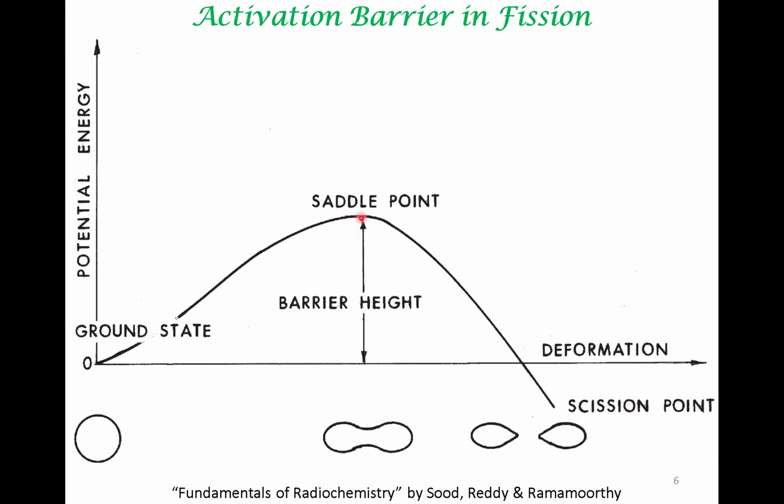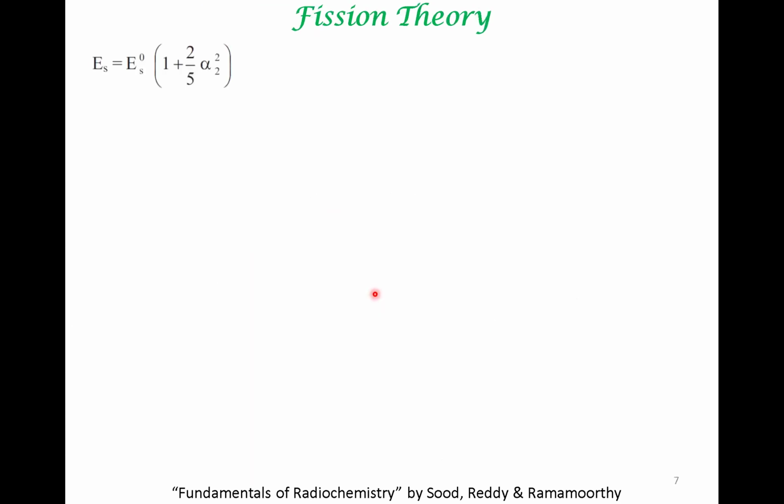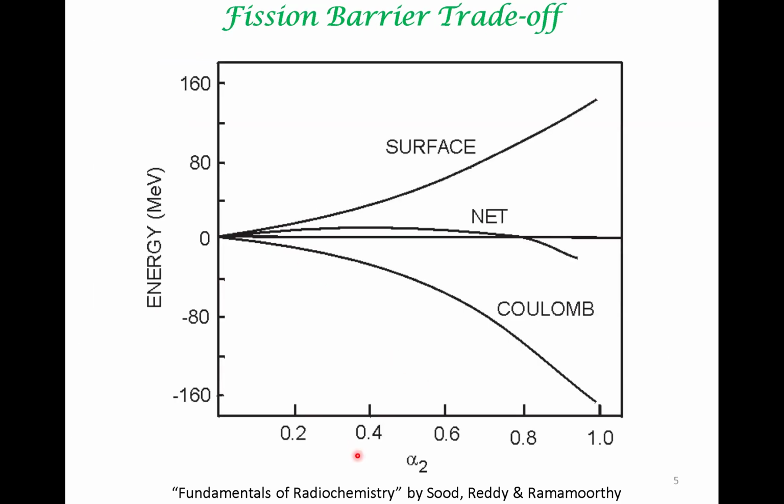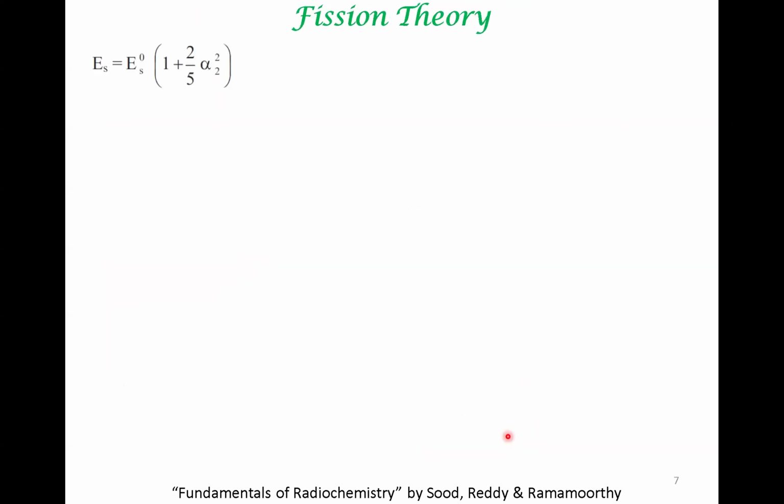So this energy difference, that is the energy of the transition state from the ground state, is the activation barrier. It gives you the barrier height. So it is possible to have a simple theory based on alpha 2. Alpha 2 is the reaction coordinate that is indicated here. So it is also called the deformation parameter. So what are we representing here?